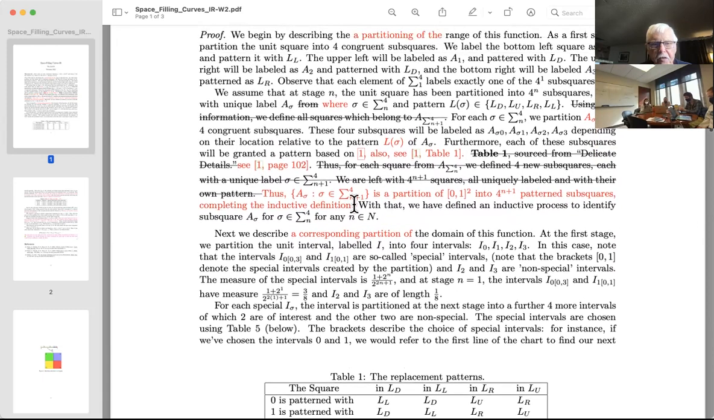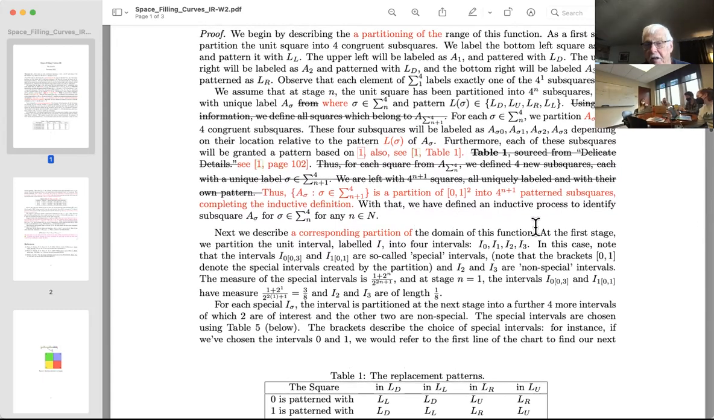And that completes the inductive definition of these A sigmas. With that, we've defined the inductive process to identify these subsquares for any natural number n. So these, I think, are just minor changes, but they're changes in a way that have some importance.